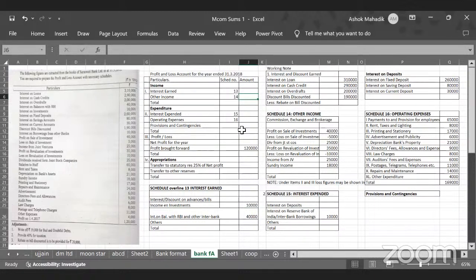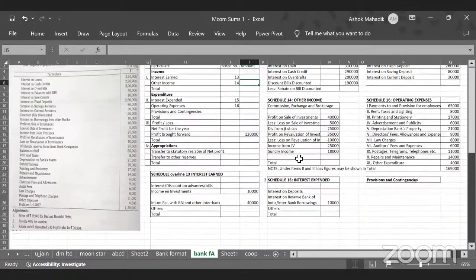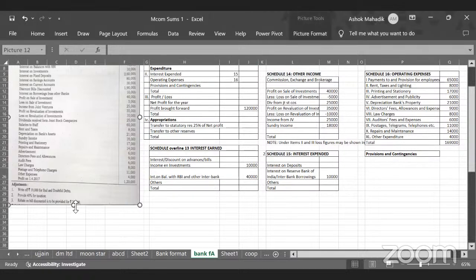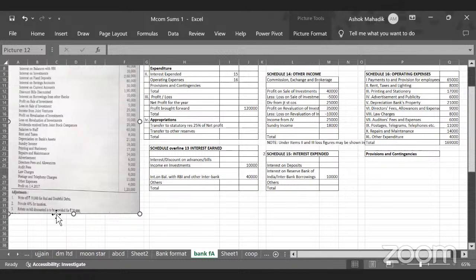So once you complete the posting part, close these items 13, 14, 15, 16, and bring the total here. Then we go for the provision and contingency schedule. So let us see if any other adjustment relates to those earlier schedules. First one, write off bad debts, will be on hold for some time. Then next one is provide 40% for taxation. This will be once we calculate tax, so this will also be on hold.